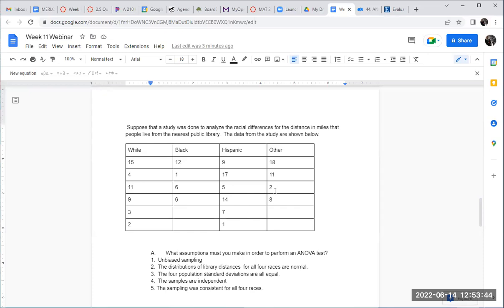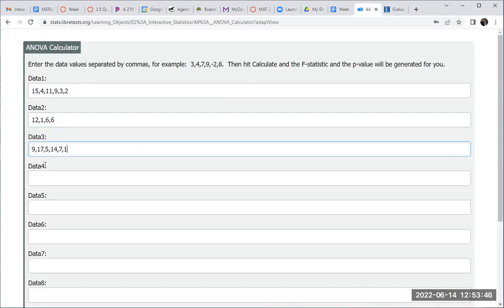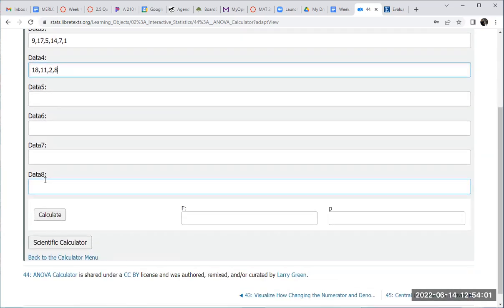And then we have 18, 11, 2, 8. Any questions on using this calculator? Okay, there's not much to do here.